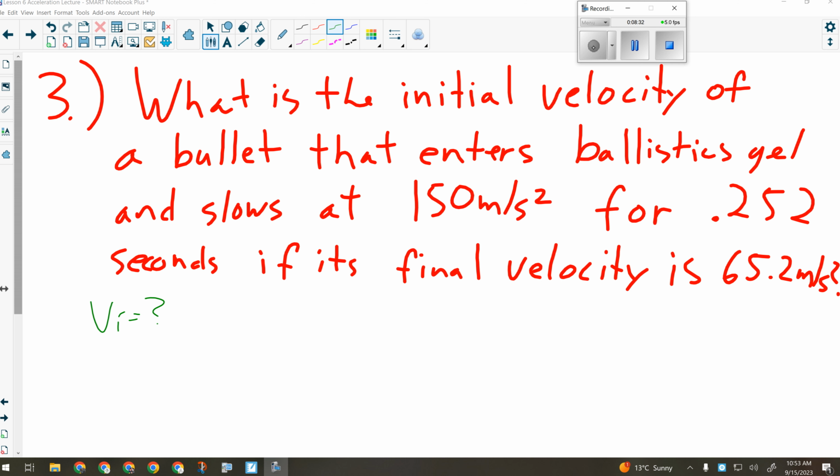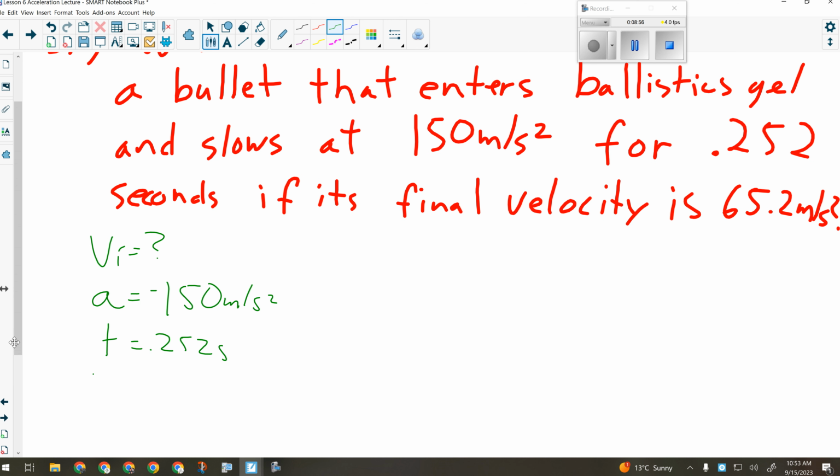Okay, so it slows at 150 meters per second squared. So what do I have to do with that acceleration? Negative. I have to make it negative. It's slowing down. It's in the opposite direction of travel. For 0.252 seconds, if its final velocity is 65.2 meters per second. All right, so there's our givens.